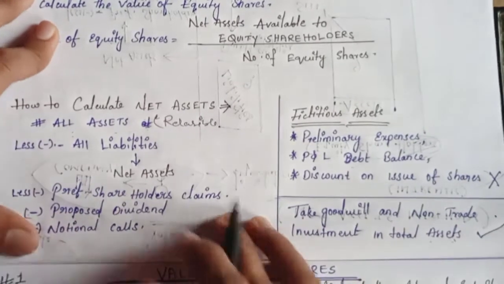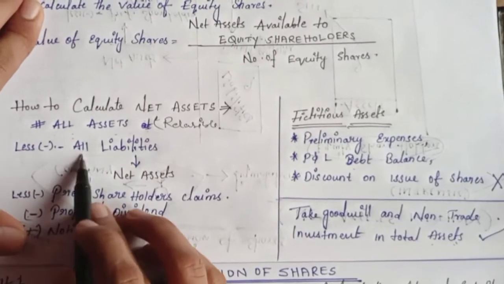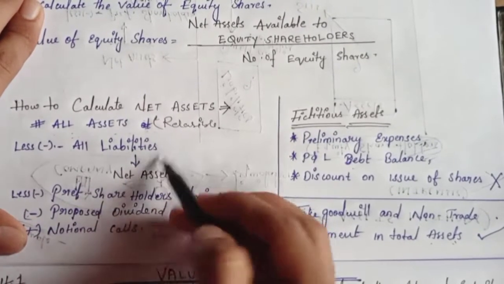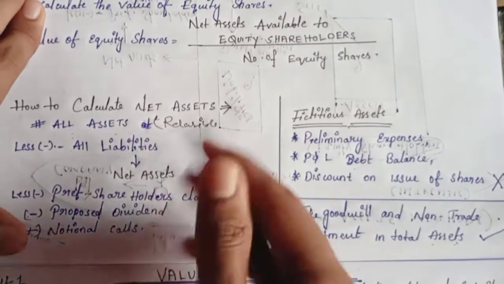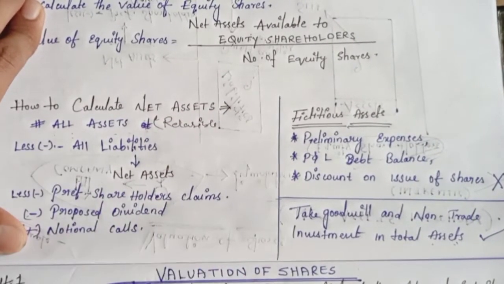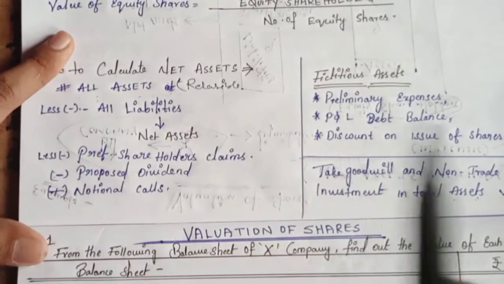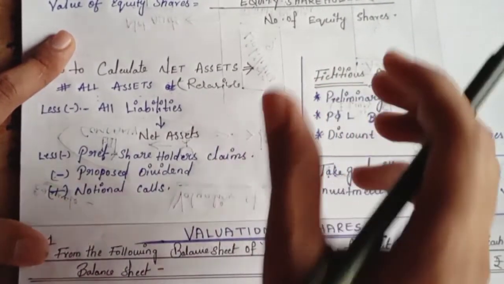We have to take that, and after taking all the assets, we have to deduct all liabilities, all outsider liabilities or third party liabilities. So after doing that, we will get the net assets value, right? Even after getting net assets, we have to find the pure value of net assets of equity shares.